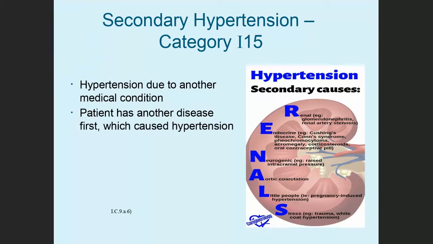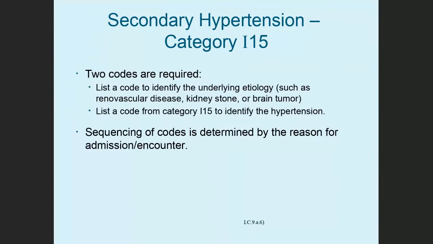Renal conditions, endocrine conditions, neurogenic conditions, aortic coarctation, pregnancy, or stress. So they have one of these conditions, and because of that, they develop hypertension. So you want to list codes for both. You're trying to tell a story with the code. So you need to say the patient has secondary hypertension. Well, why?